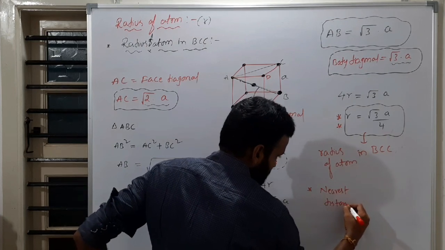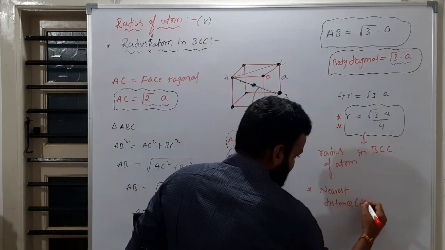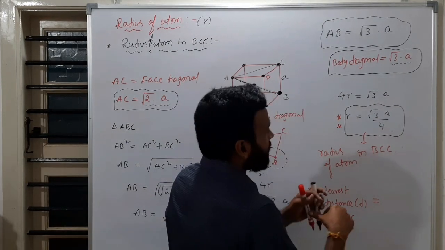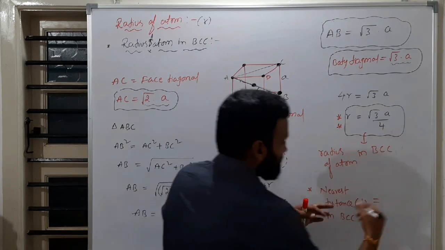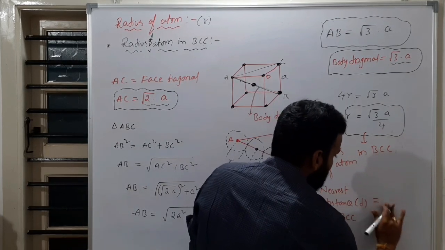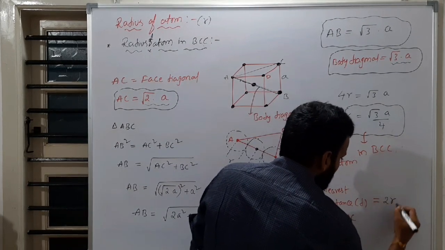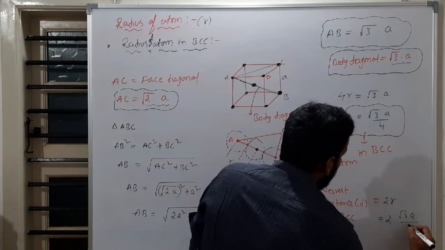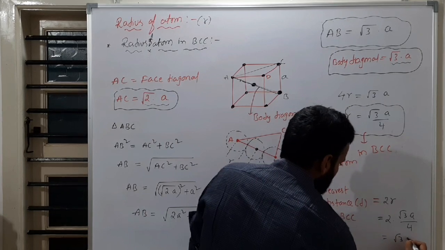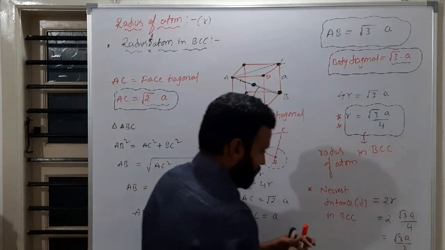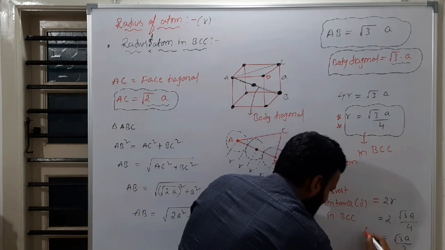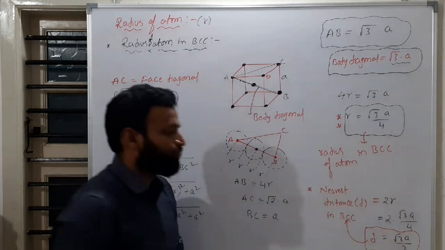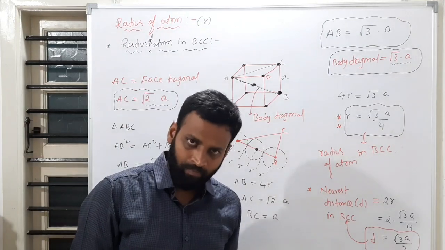Nearest distance you can call it as d. In BCC you can just remove the 2, because 2r is equal to what I told you: 2 into root 3a by 4, and simply root 3a by 2. So nearest distance d is equal to root 3a by 2 for BCC.